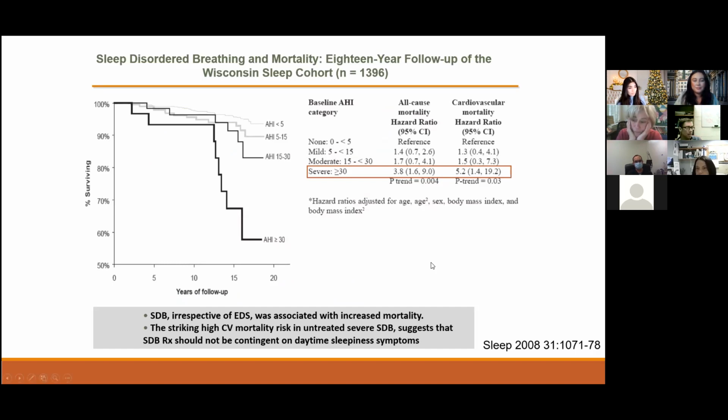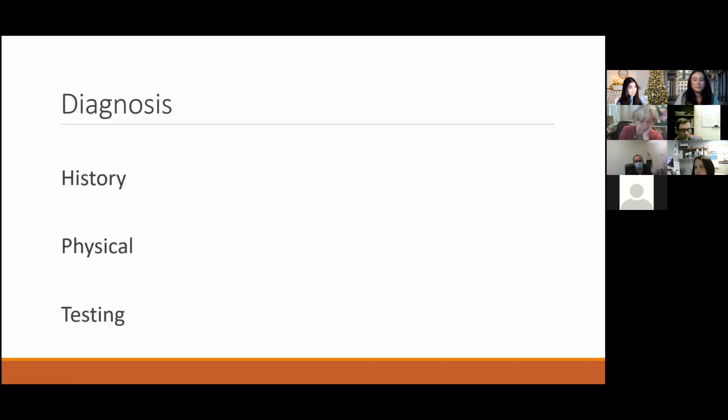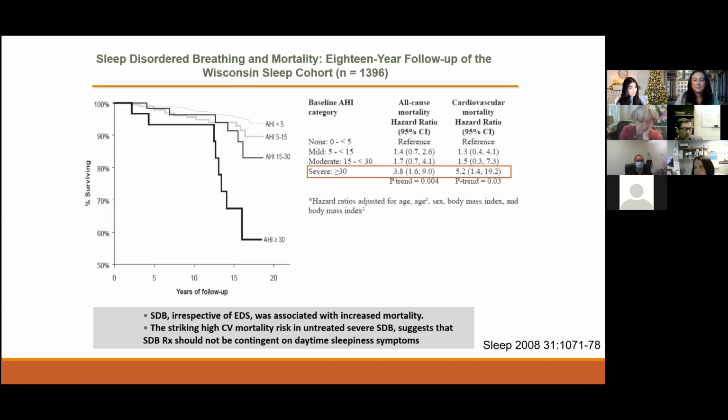And so what you can see here is maybe an uptick in mortality at that moderate severity sleep apnea range. And then once you're in that severe range, that's where you really start getting worried that patients are going to have a bad outcome. And this is important when we're considering management of these patients.